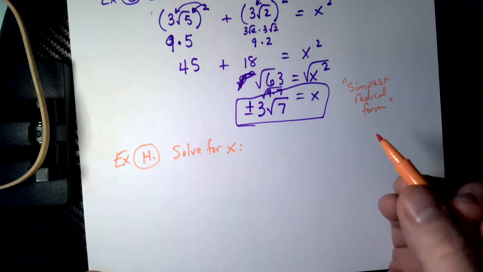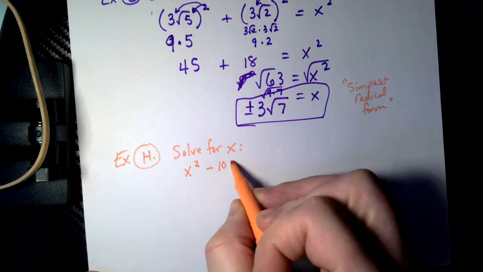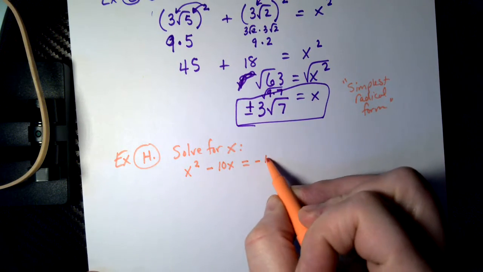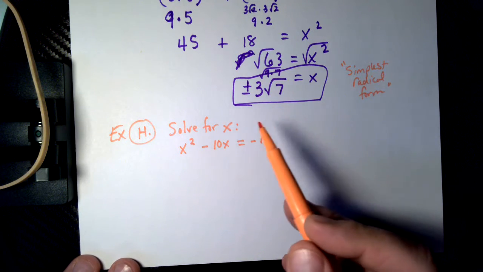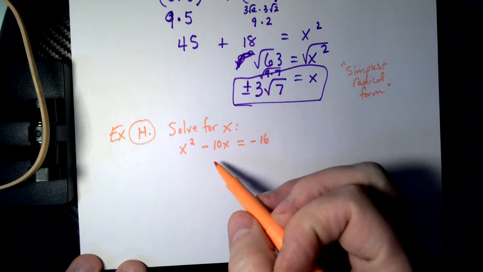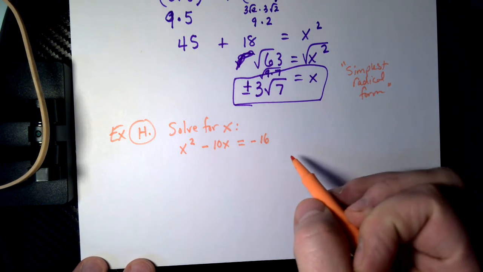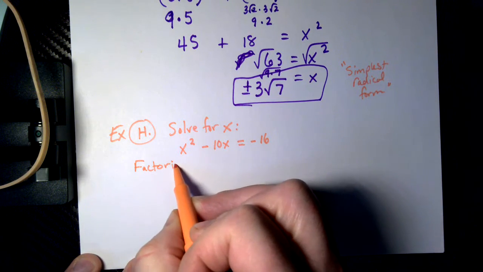Solve for x. Now, this is a quadratic equation type problem. So if I have x squared minus 10x equals negative 16. Now, that's where you have an x squared, you have an x, and you have a number without an x. There's two ways we could do this kind of problem. So I could do factoring.